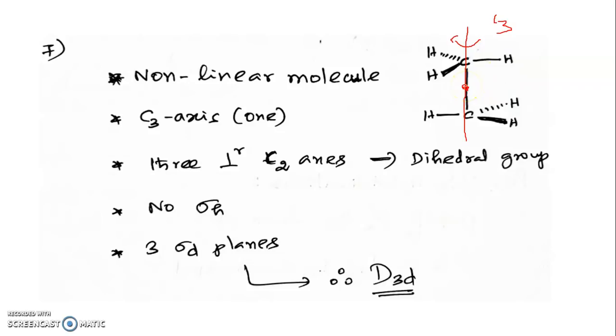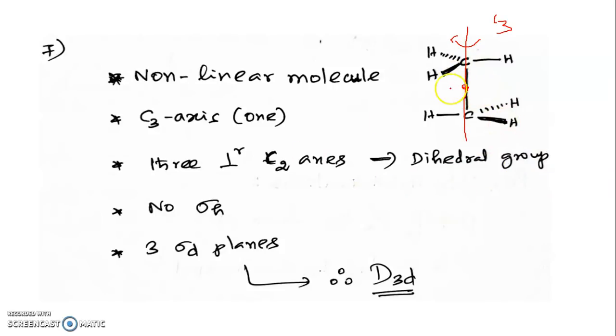Am I right? Listen, between these two hydrogen we have one C2. Similarly, between this hydrogen which is towards us and this hydrogen which is behind the board, between these two hydrogen we have one more C2, and between these two hydrogen we have another C2. So this molecule has 3 perpendicular C2 axes. You know very well, whenever a C2 axis is present perpendicular to your principal axis, then it should belong to a dihedral group. So this molecule must belong to a dihedral group, right?